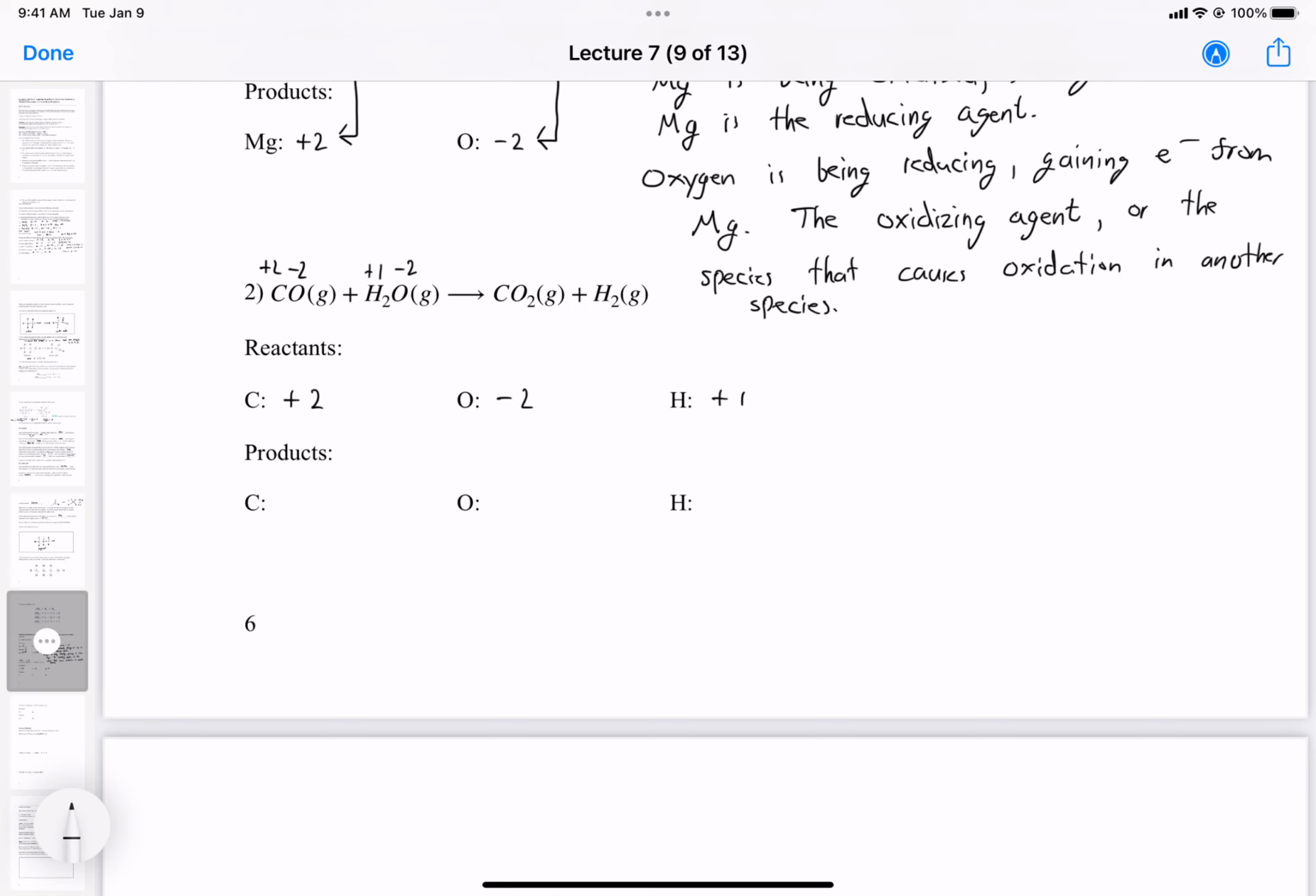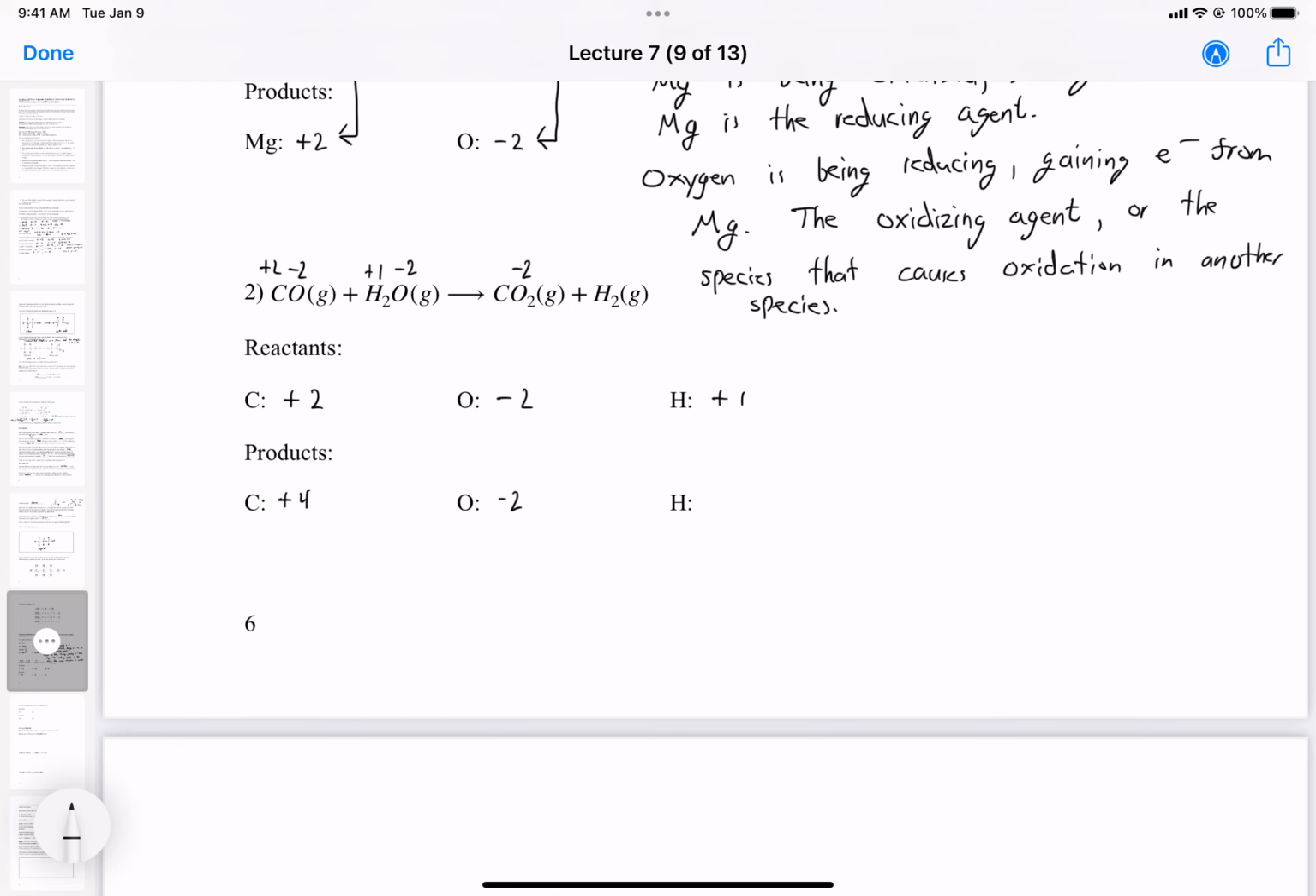All right, now if we look at our products, oxygen's still -2 here, but we have 2 oxygen atoms now, so it's going to be -4 in total. So carbon must be +4 to cancel out the negative oxidation state. Oxygen is still -2, so we know that oxygen is not involved. It is neither being reduced nor oxidized.